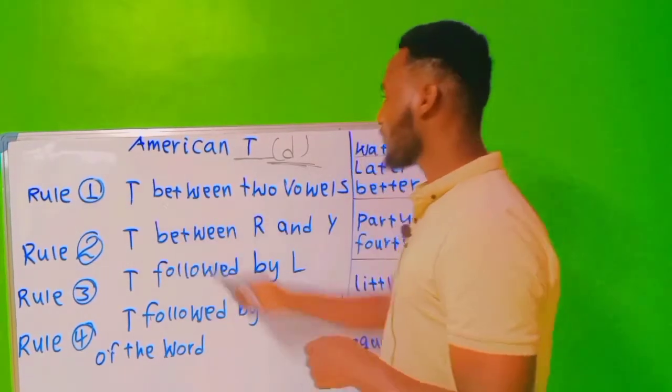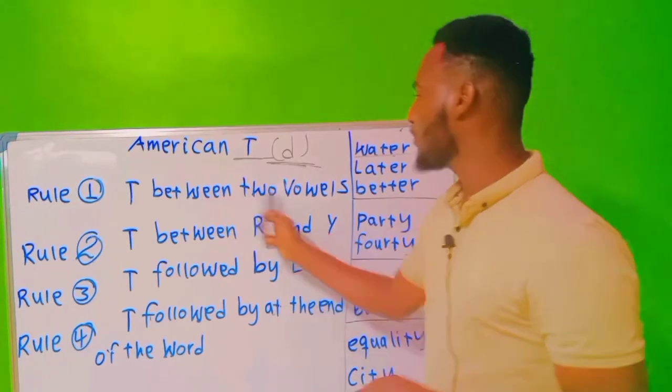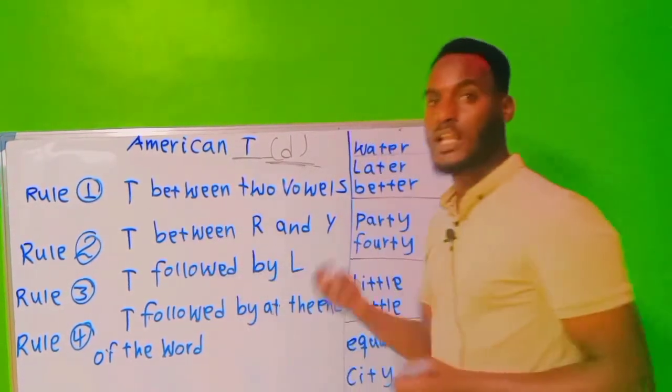Rule number 1, T between two vowels. T between two vowels.